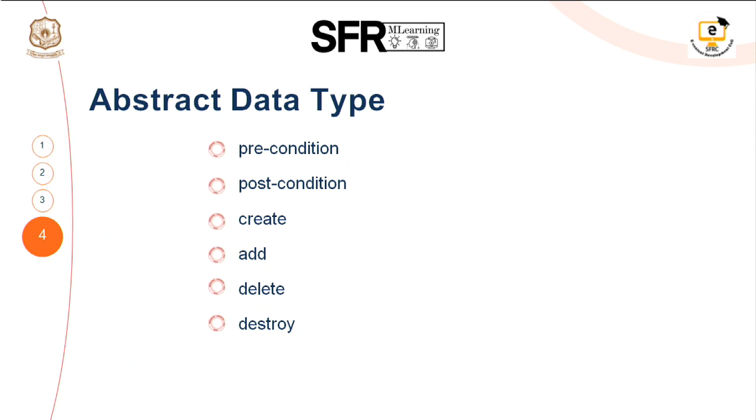Create creates a new collection. Add refers to adding an item to a collection. Delete implements the deletion of an item from the collection. Find helps us to find an item matching some criterion in the collection. Destroy destroys the collection.